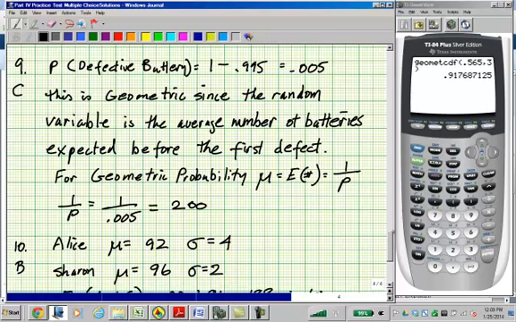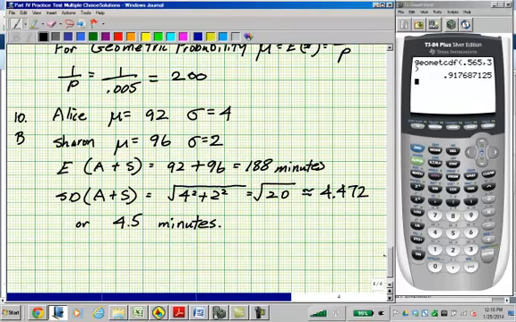Now, if it was how many batteries you got to examine before you see one that isn't defective, it would be 1 over 0.995, and that number would be very close to 1. You'd expect the first battery you look at to not be defective. But instead, we're going to take 1 and divide it by the probability of a defective battery, which is 0.005, which is 200. So you'd expect to look at 200 batteries on average before you got to your first defective.